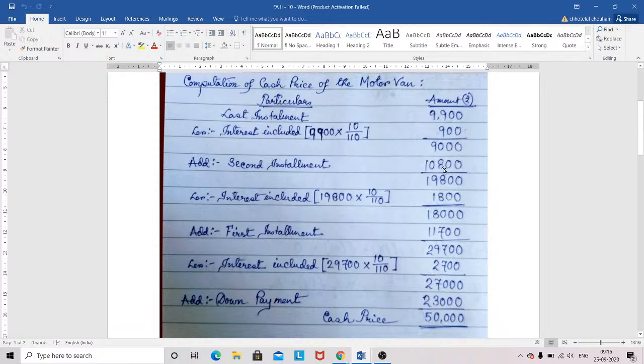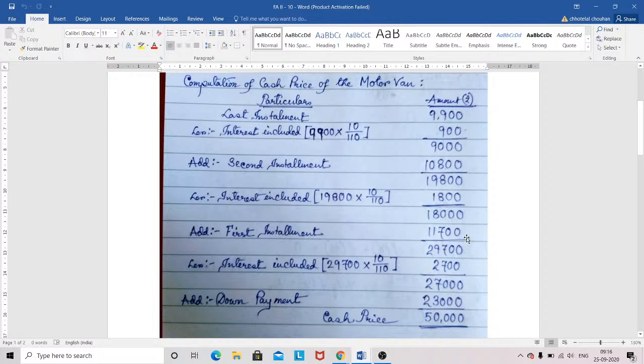Now 19,800 is the balance due, upon which you have to calculate that 10 by 110, that is the interest. Interest included in 19,800 into 10 by 110 will be 1,800. If I deduct it, we get 18,000. Now what is the first installment?